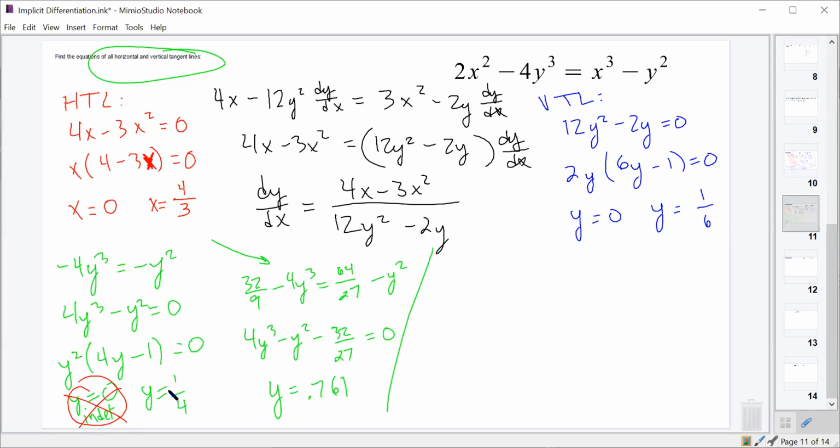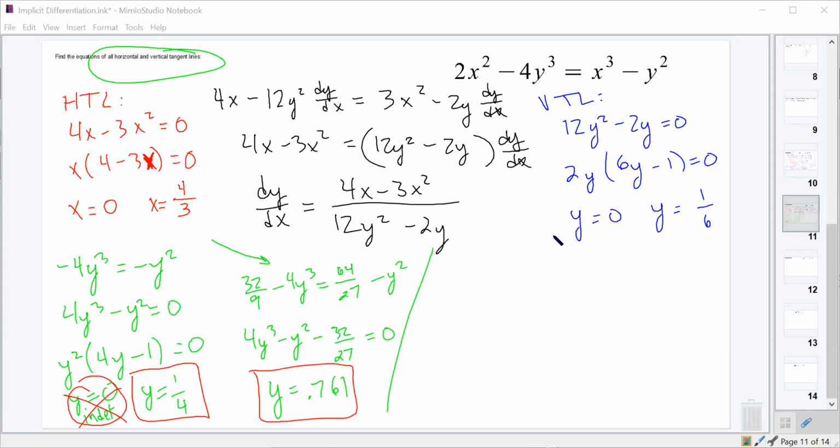And then what about if we plug in y equals a fourth? Does that make the denominator 0? Or 0.761? Neither of them should, because both of the values that make the denominator 0 are 0 and 1/6. So we should have 2 horizontal tangent lines. Good or no? Good. All right. Now let's do the vertical one.